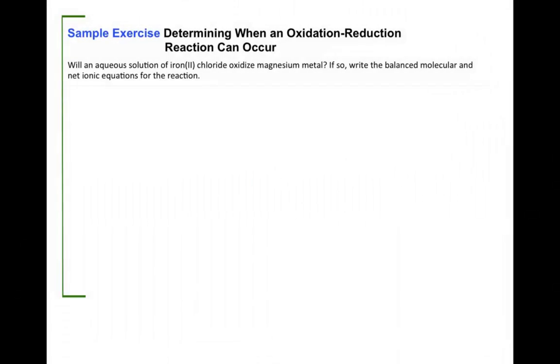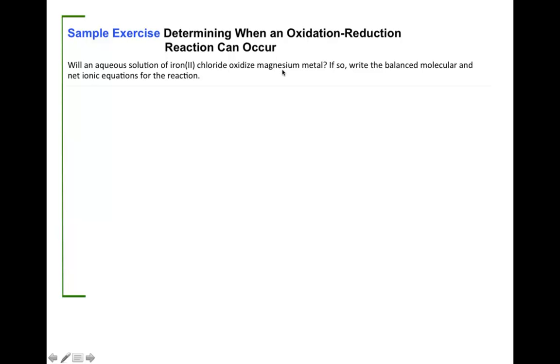The following example will determine when an oxidation reaction can occur. The example is: will an aqueous solution of iron(III) chloride oxidize magnesium metal? If so, write the balanced molecular and net ionic equation for the reaction. So the reactants are going to be iron chloride and magnesium.